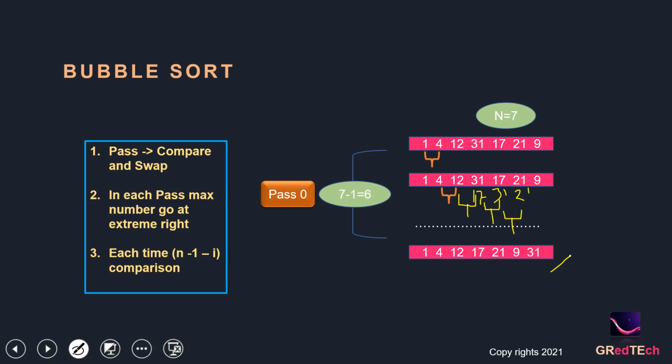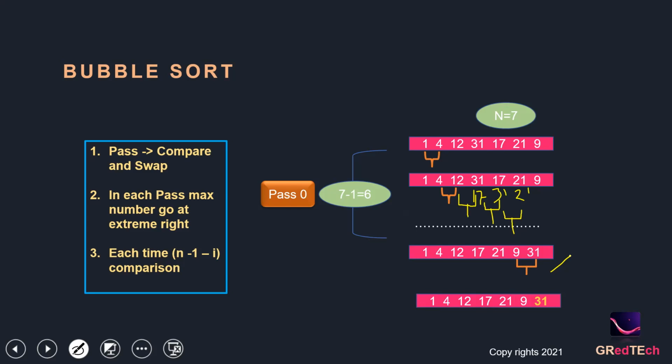So this is the formula. Generally in whatever code you write, it starts with 0, right. So that's why here it is written 7 minus 1 minus I, where I is 0, so it is going to be only 6 times. Okay, so this is the first pass. So now if you see, I have 7 elements, only 6 comparisons happen.